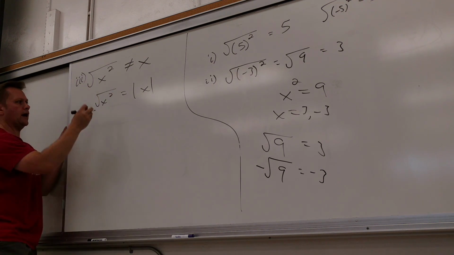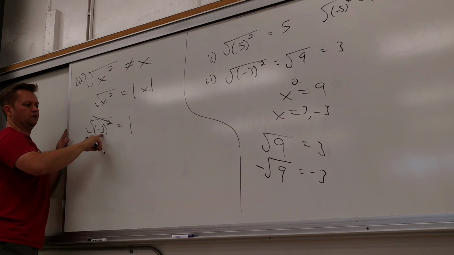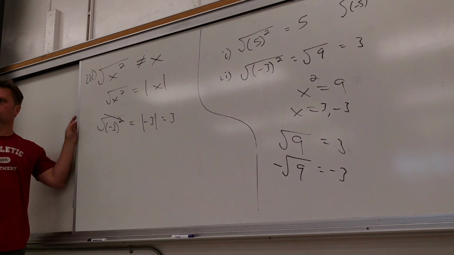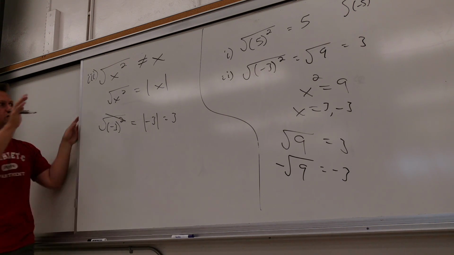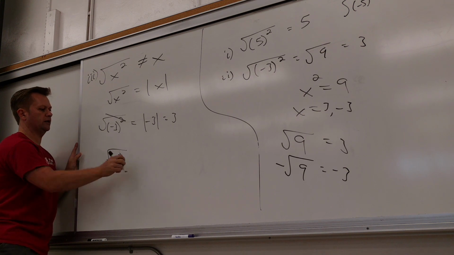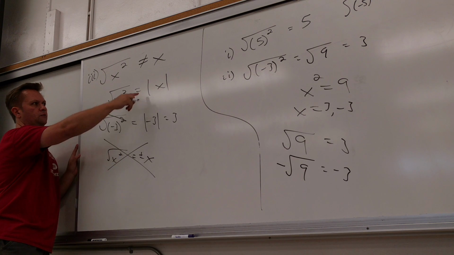So now, looking back, this makes a little more sense. These two sort of cancel, but the answer is the absolute value of negative 3, which is 3. So it's different. This is not the same thing as saying the square root of x squared equals plus or minus x. That is different from this.